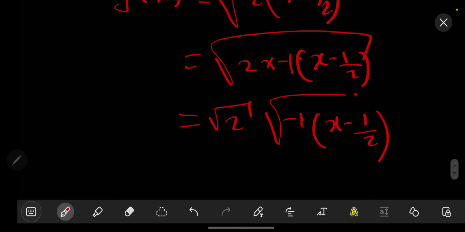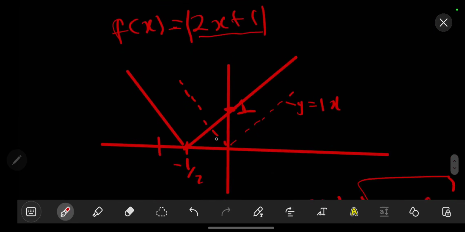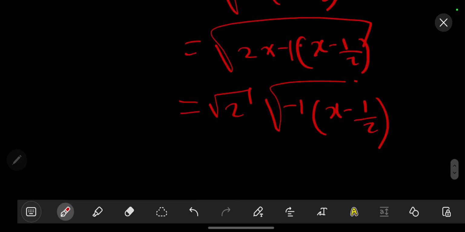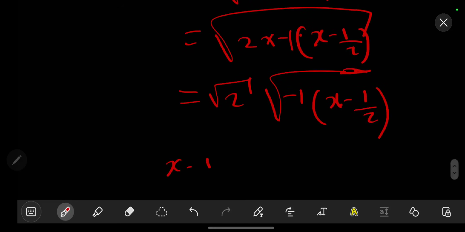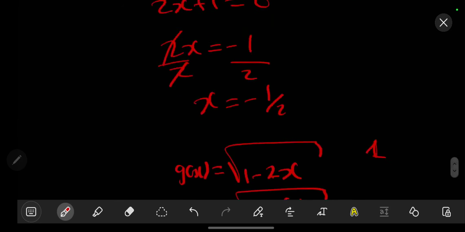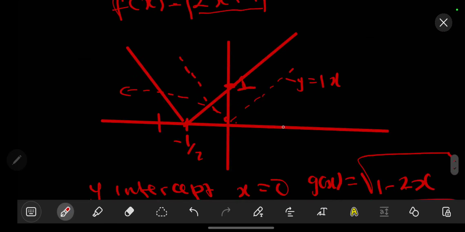Now remember, the mother graph of this other equation looks like something like this. So it goes this side as long as we have a negative inside here. So if we have a negative inside, it goes the other side like that. Then what we are going to do is just find the new shift by getting x minus 1 over 2 and equating it to 0. So x minus 1 over 2 should be equal to 0. So our x is equal to positive 1 over 2. So we are going to go at positive 1 over 2, which is here.